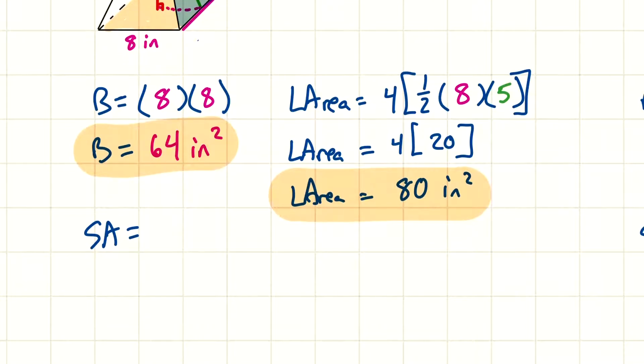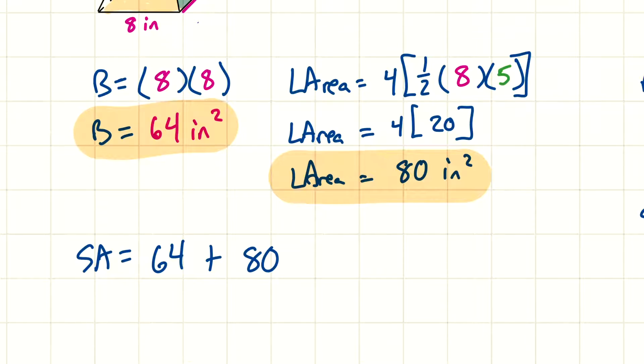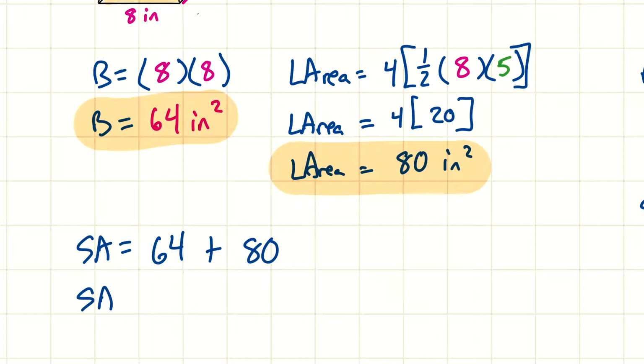And so if I want to find surface area, this is the fun part, because all you have to do is do 64 plus 80. Right? It's that easy. So surface area is 64 plus 80. Hopefully you just throw that into a calculator.